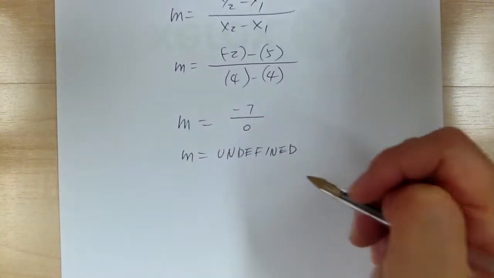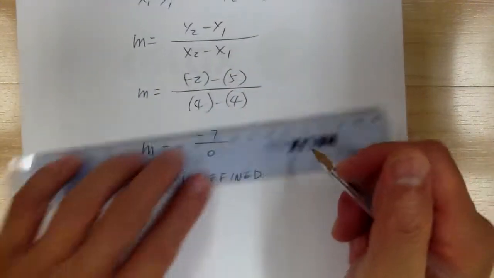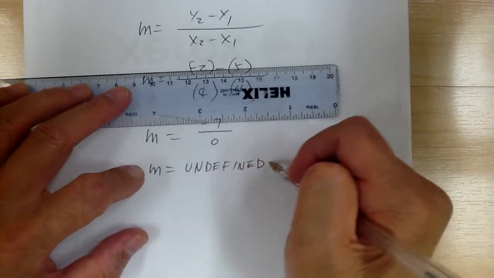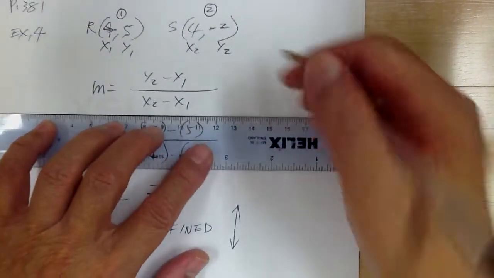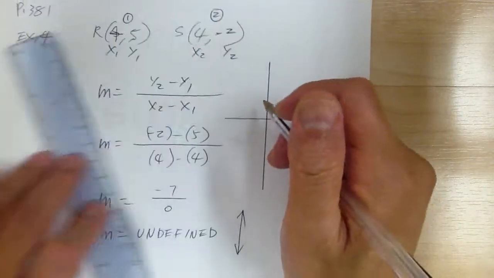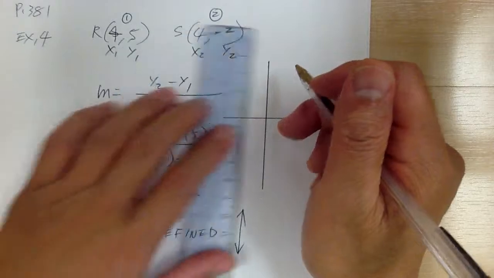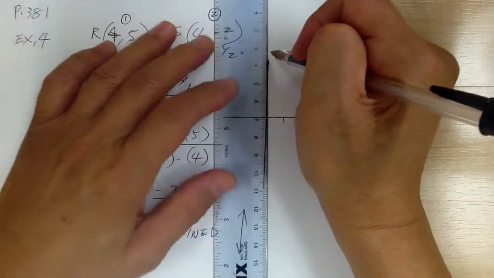Now, when the slope is undefined, you have a vertical line. So when the slope is undefined, you have a vertical line like this. If you don't believe that, you can check it out by plotting the points. So you got 4, 5, right? So you got 1, 2, 3, 4, and you got 5.